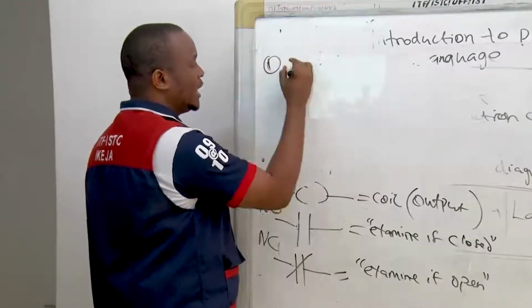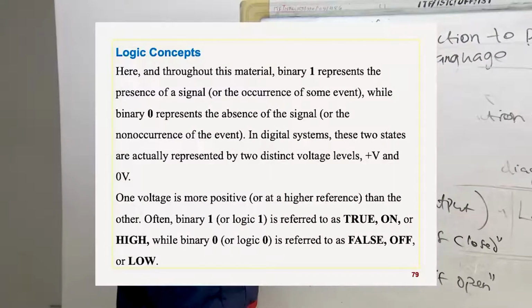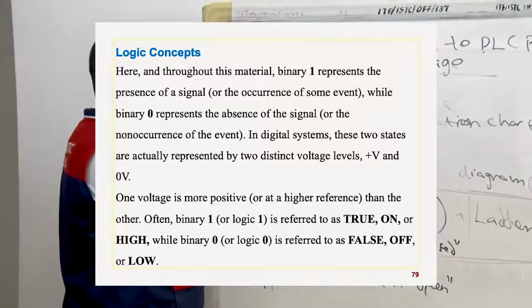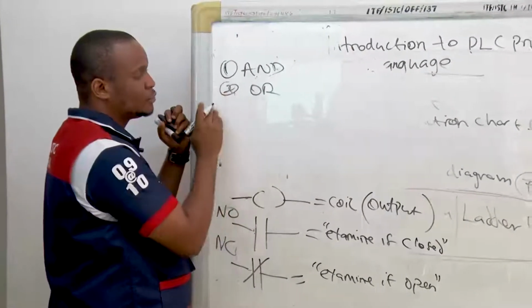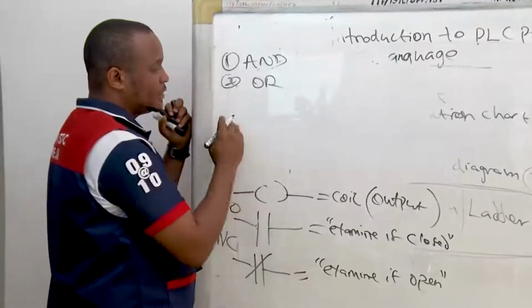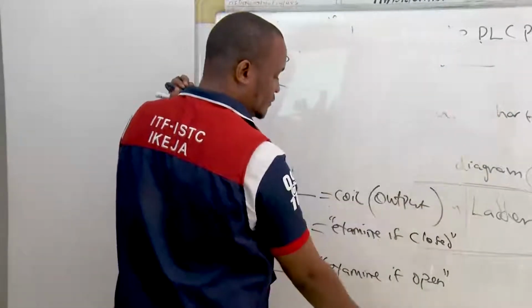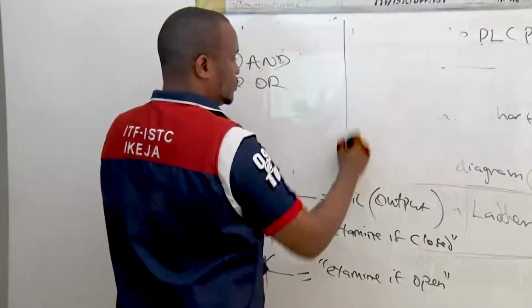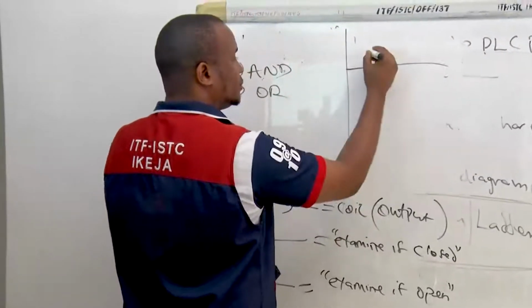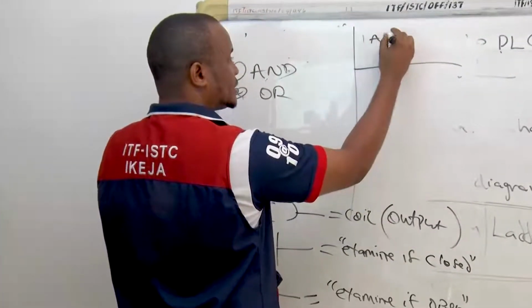So number one, we have the logic that we have. We have the AND logic. We have OR logic. Okay? So let's first of all look at these two. The AND logic. The AND logic, like from the logic gates that we have, the truth table for AND gates.